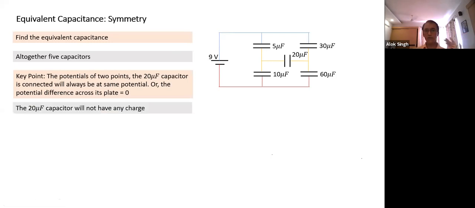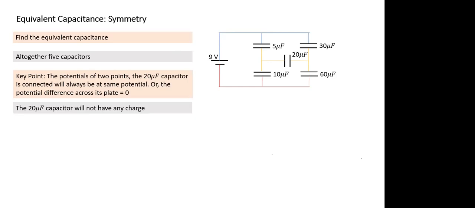If the potential difference is 0, it will never carry any charge. If it doesn't carry any charge, what will happen? Will it take any part in the circuit? It is as good as not being there, like so many students also. They are there, but you can remove them and nothing changes. So we can as well remove this capacitor.